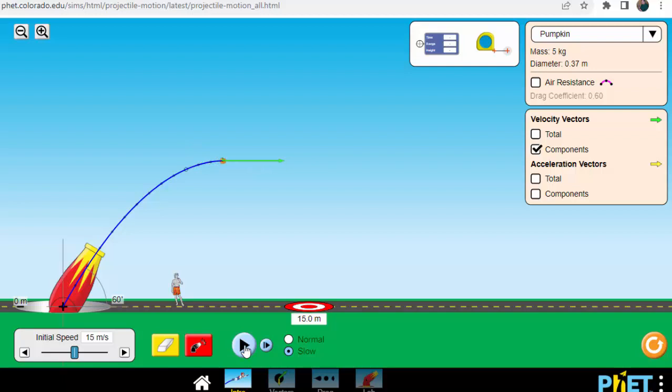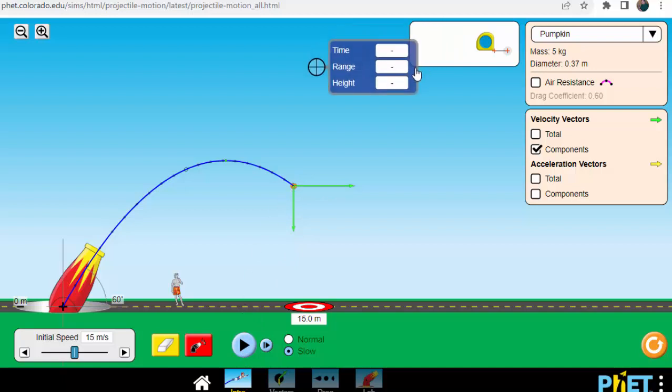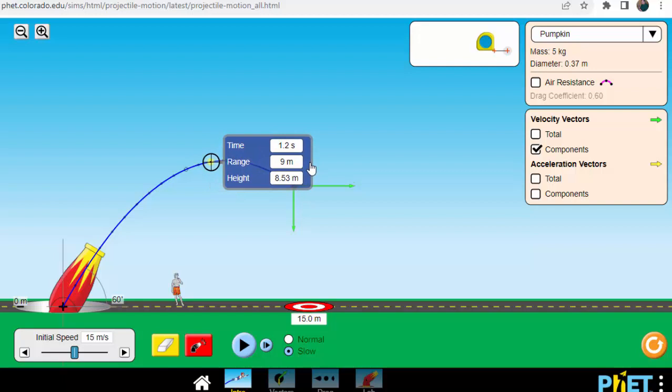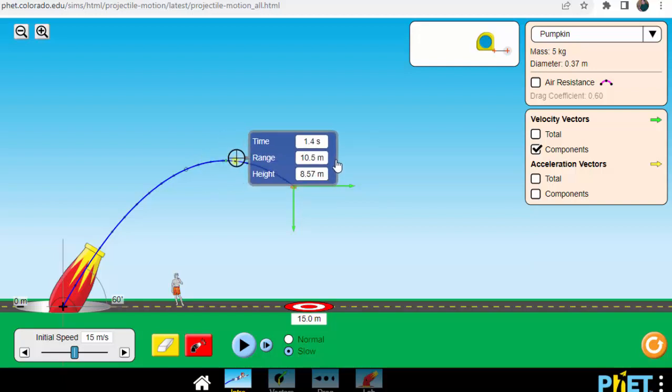And now to pinpoint the highest point, we'll be using the gauge here. And now we can complete the projectile motion while looking at the velocity vectors at different points. To pinpoint the highest point, I'll bring the gauge here, and we'll be able to look at different points and compare the height. So the peak will be the highest point indicated in the time range height gauge.